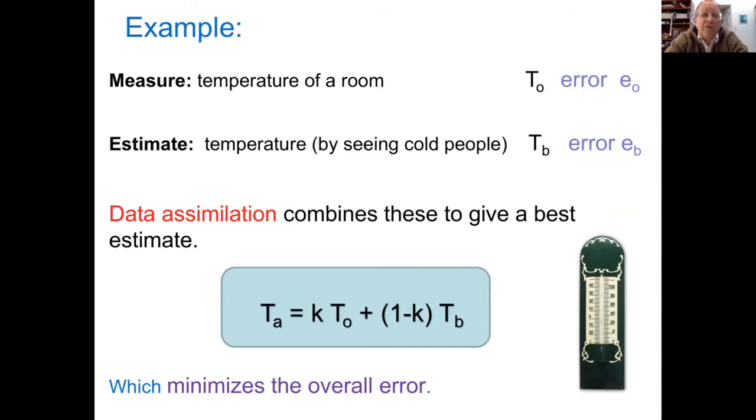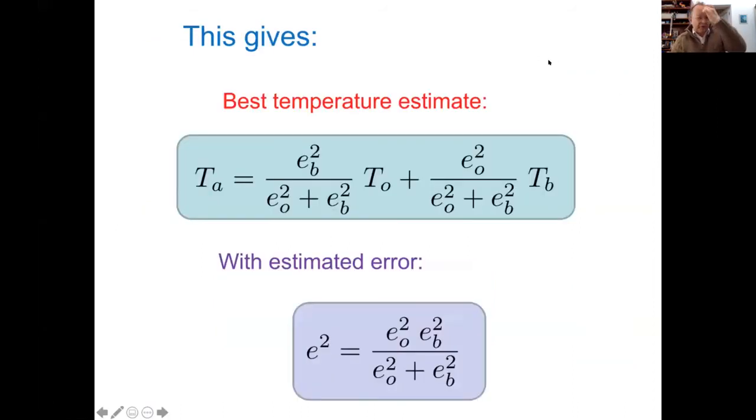And the simplest way of doing this is to combine them linearly in the manner shown in the formula to give what's called the analysis, TA. I'm not quite sure where the word analysis comes from, but it's what the meteorologists always call the best estimate of the atmospheric state, which minimizes the overall error. And it's quite simple, assuming that TO and TB have uncorrelated errors, to then find the value of K, which minimizes that overall error. And if you do that, then the best estimate, the analysis estimate, turns out to be that thing in the blue box.